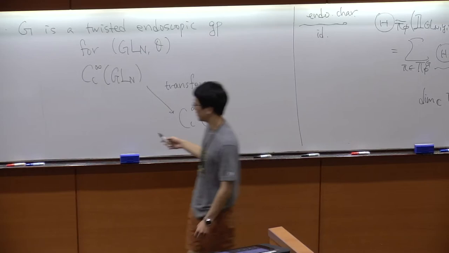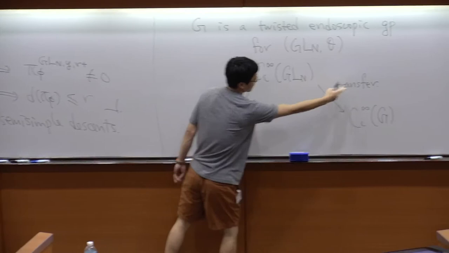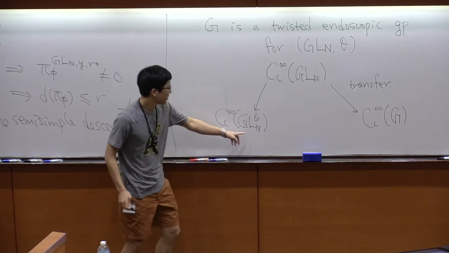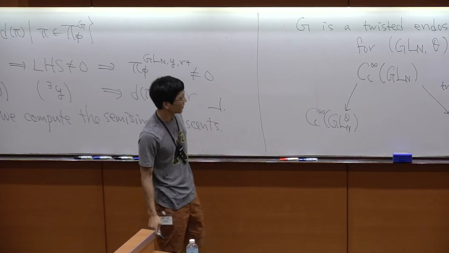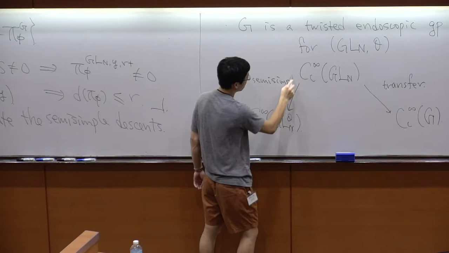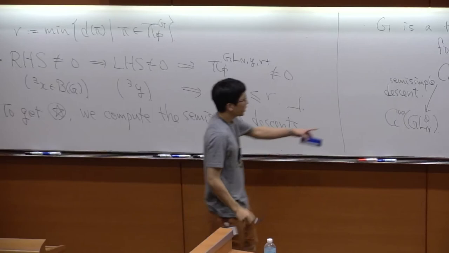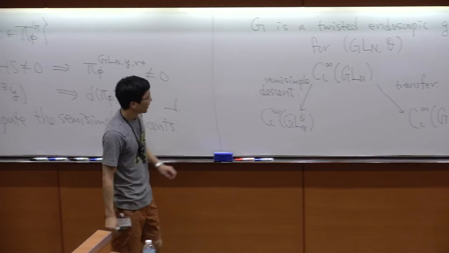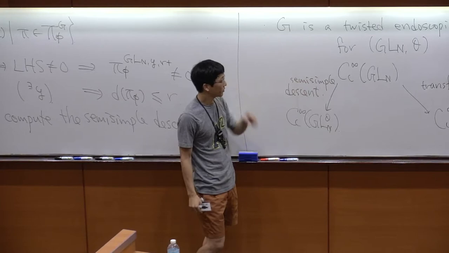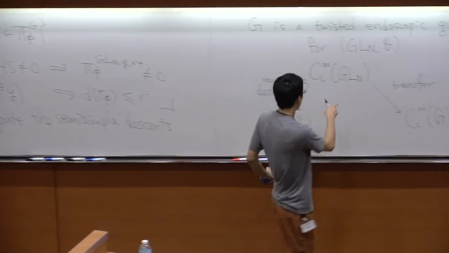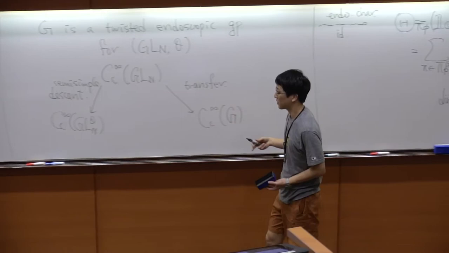And in fact, in a similar way to defining the transfer for twisted endoscopy, we can consider a correspondence between GLN and GLN theta. Here, GLN theta means the fixed points of GLN under the involution theta. And this is called the semi-simple descent. The key point here is, in contrast to the transfer for twisted endoscopy, it is not so difficult to compute the semi-simple descent for test functions. By a very elementary group theoretical argument, we can compute the semi-simple descent of test functions. In particular, for the characteristic functions of positive depth open compact subgroups, we can describe their descent very explicitly.